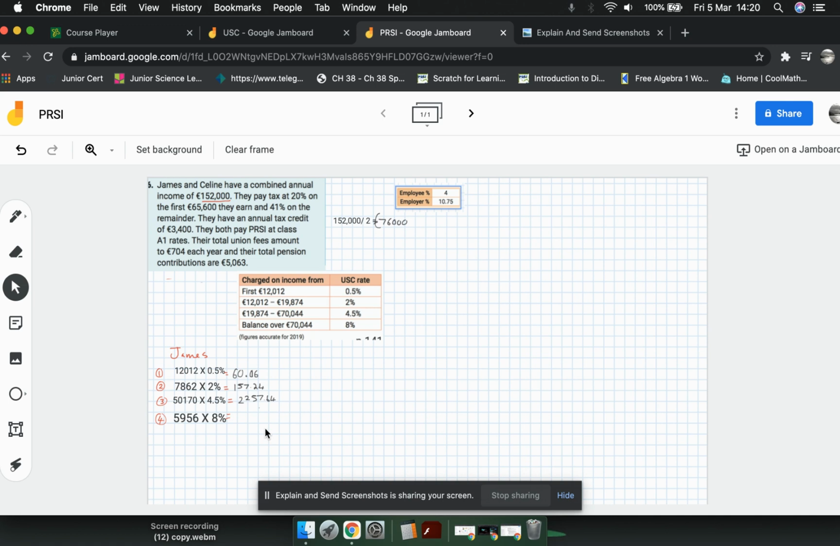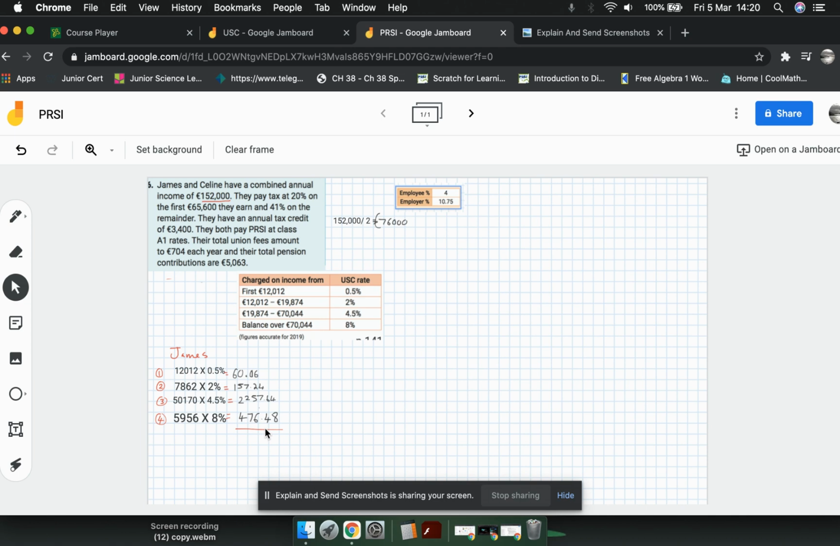I'll just write it up there, 476 euro 48 cent. Okay, so that is the total amount of charges there in terms of universal social charge, but just on James's income. Okay, so what I need to do with this is I need to actually add all of these numbers up, and I'll get a value then in terms of money for universal social charge for James's income.